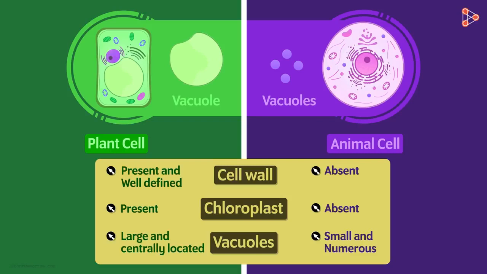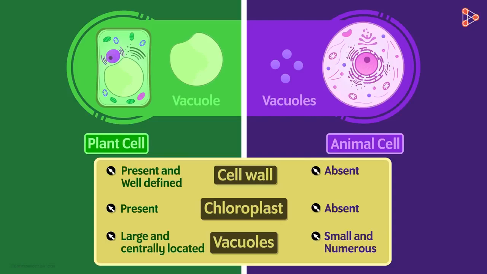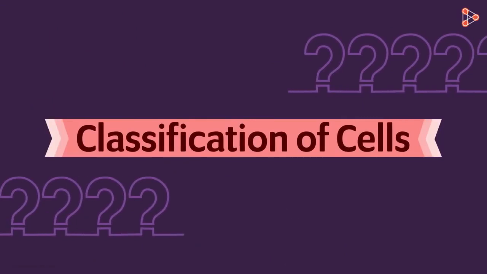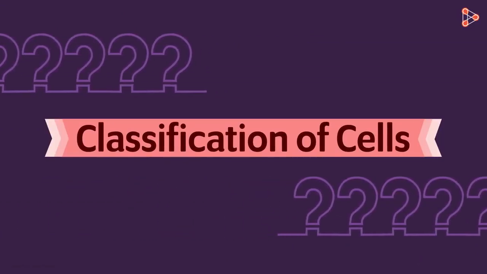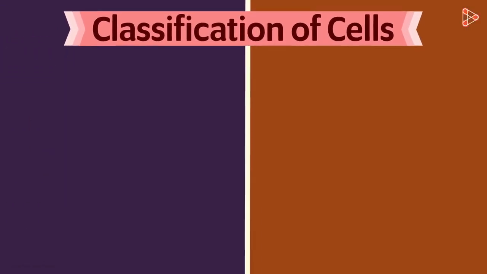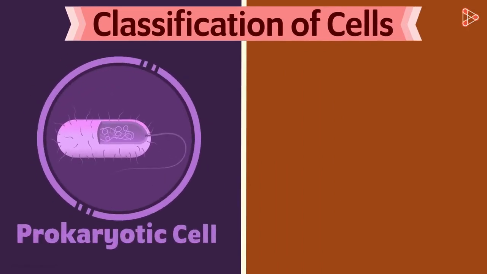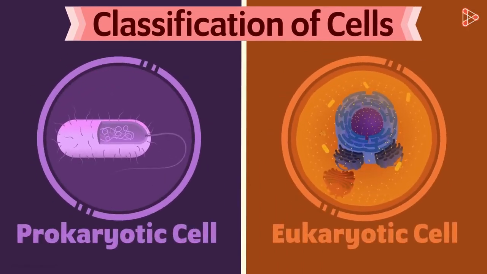For now, you tell me, is classification of cells done only on these bases? Are there only two types of cells? Plant cells and animal cells? Think for a moment. The answer is a definite no. This was just the difference between plant and animal cells. This is not the way cells are classified. Then how do we classify the cells? Cells are broadly classified into two major types: prokaryotic cells and eukaryotic cells.